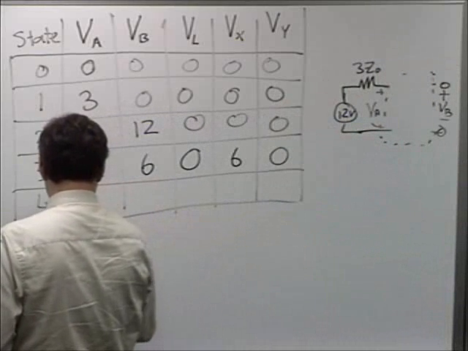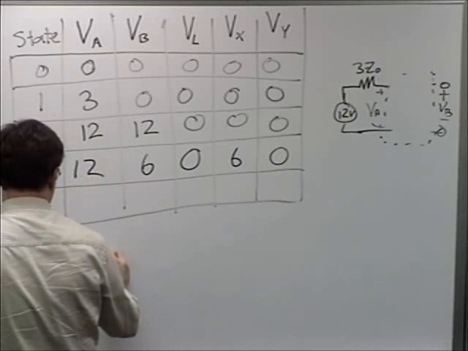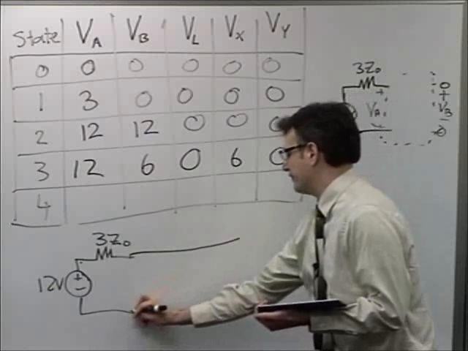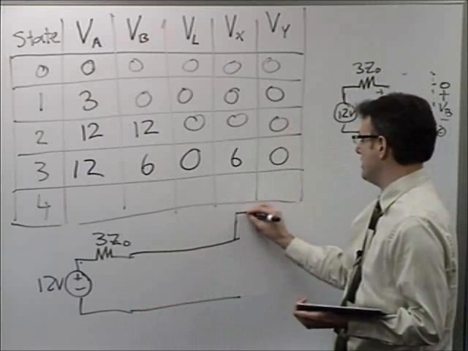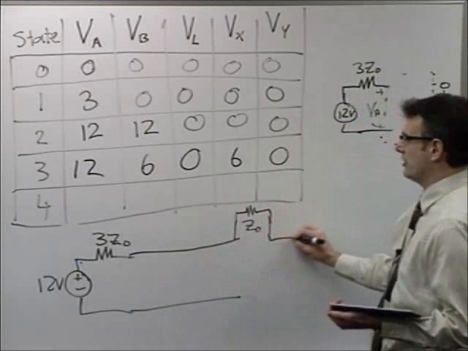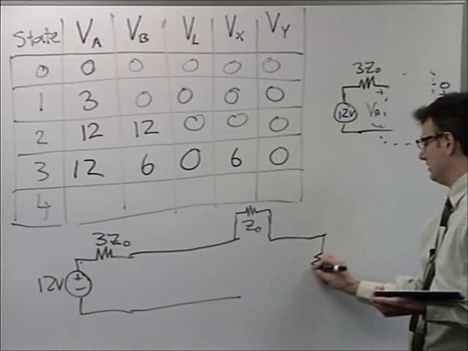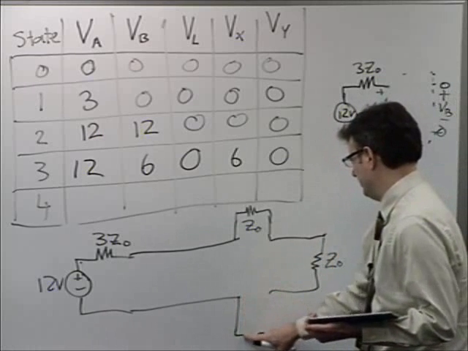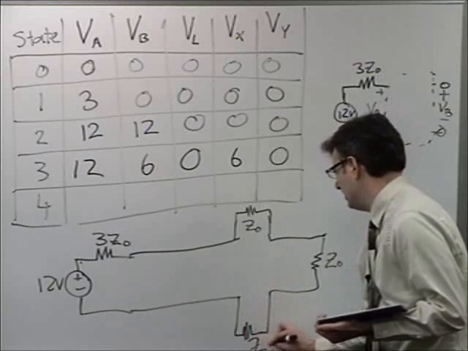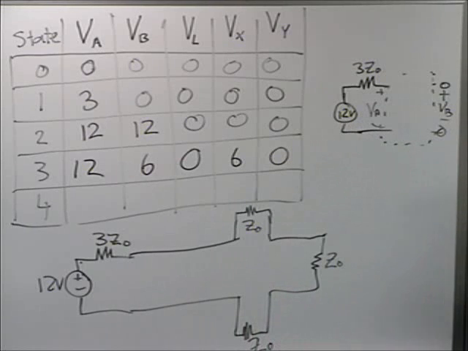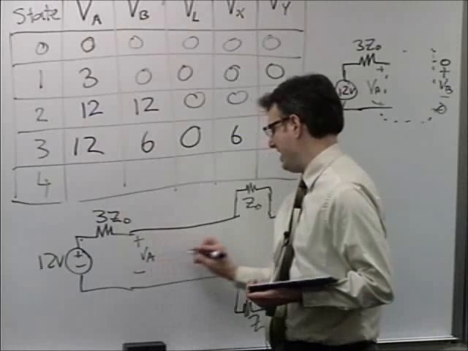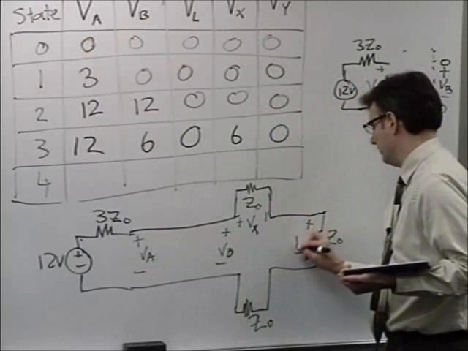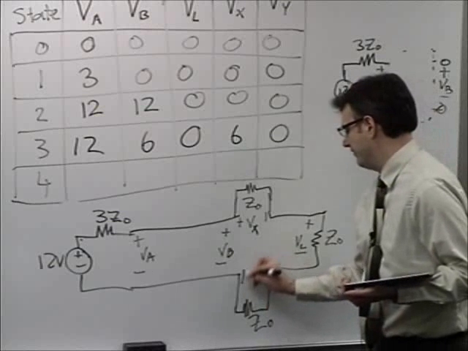All the transmission lines become short circuits. Here's our first transmission line. Here's our second transmission line, terminated in a Z0. Here's our third transmission line that's short-circuited, terminated in a Z0. And here's our last transmission line, short-circuited, terminating in a Z0. So this is the final steady-state DC value. We're going to look for the voltage at point A, voltage at B, voltage at X, voltage at L, and voltage at Y.